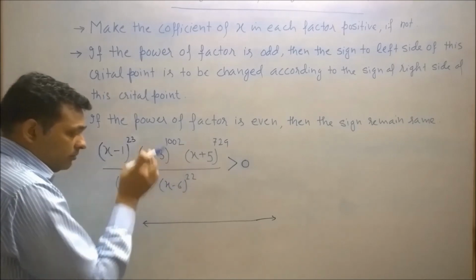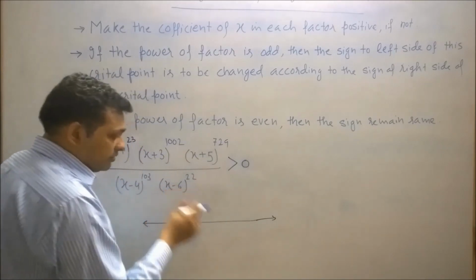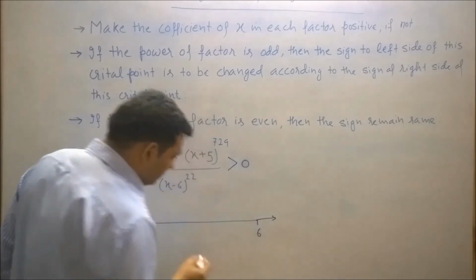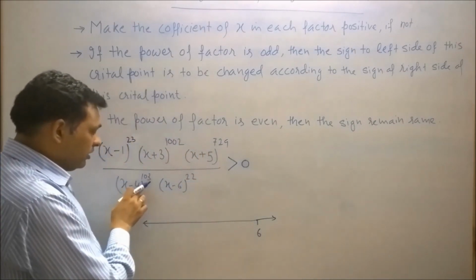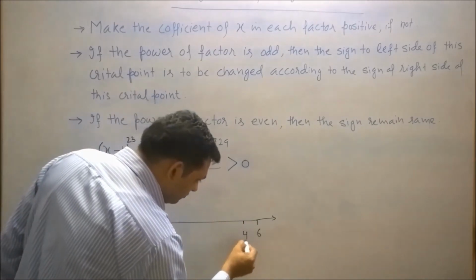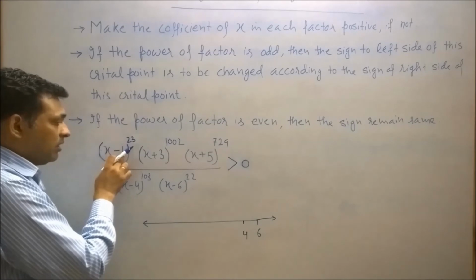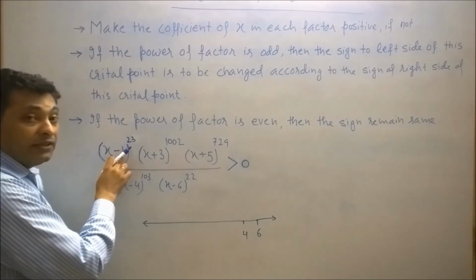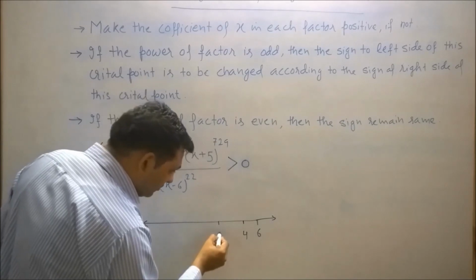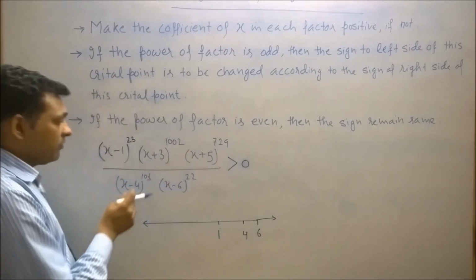Here the factor is x minus 6. Therefore, the critical point is 6. x minus 4. The critical point is 4. Here x minus 1 is a factor. Therefore, we can say the critical point is plus 1. Let's say this is 1.